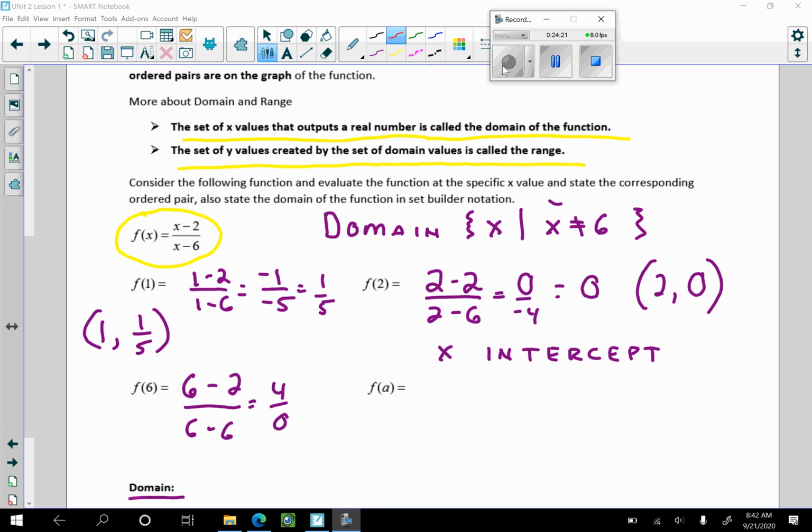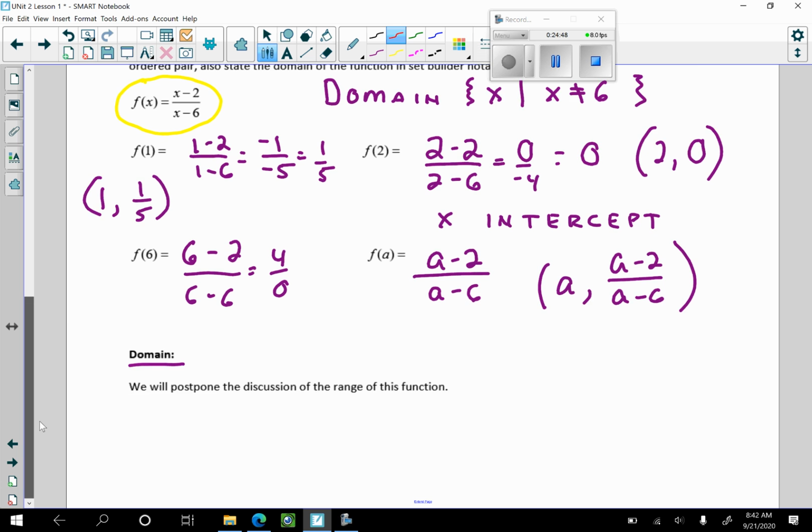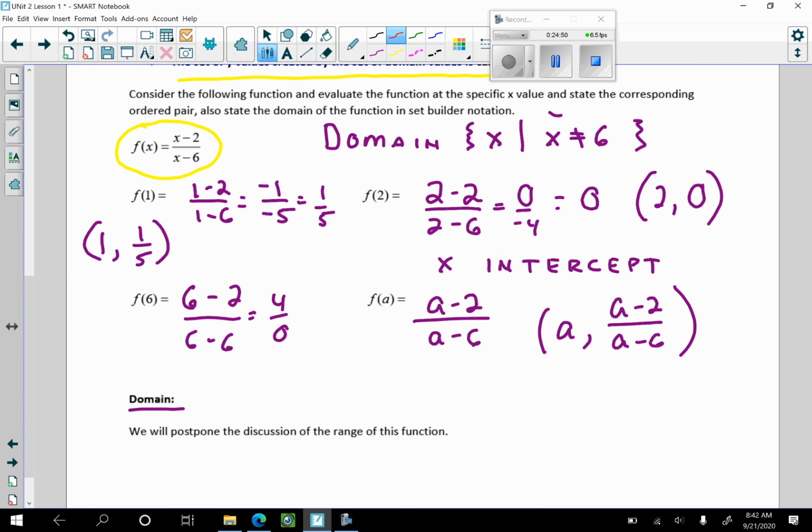And f of a, we're going to put a in, and it's going to be a minus 2 over a minus 6. And that's what the output is. So the point then is simply going to be a comma a minus 2 over a minus 6. And we can't simplify that. And we will postpone the discussion of the range of this function. So I think that's going to give us enough information to kind of get started.